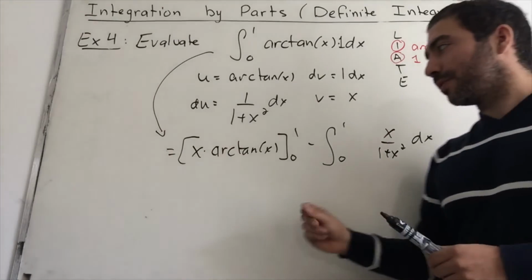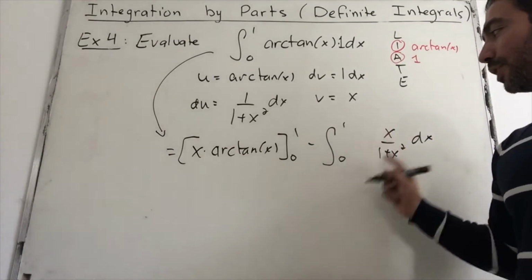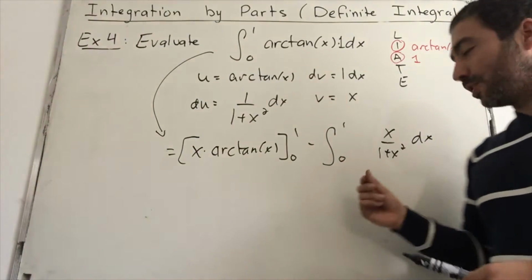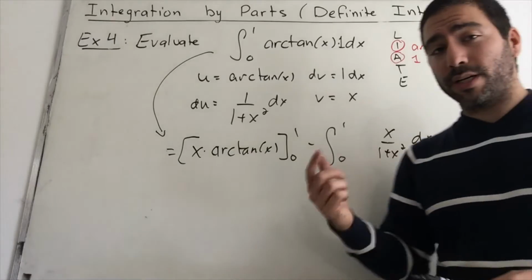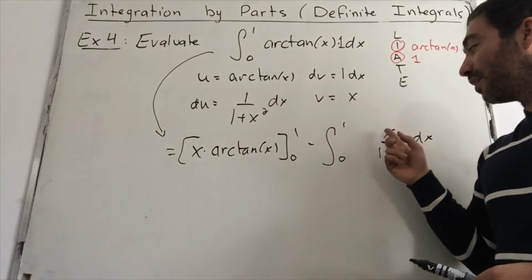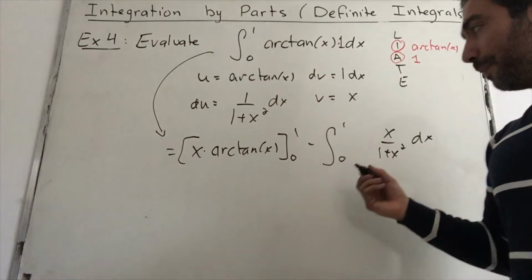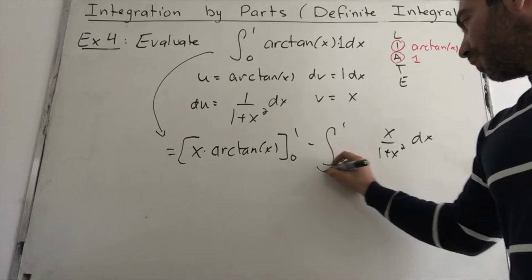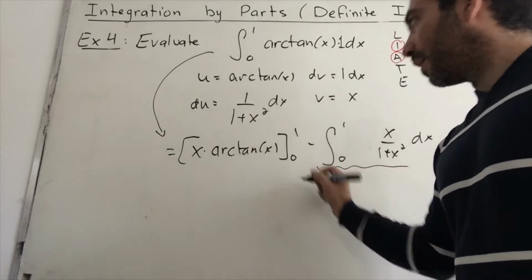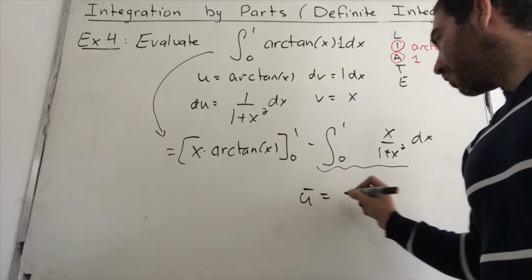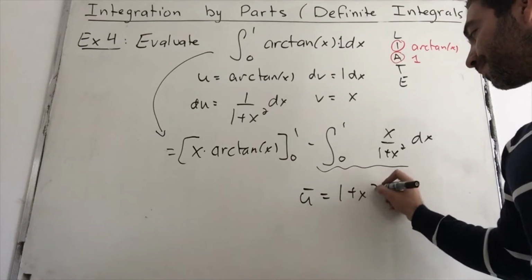So I don't know if this helps, but essentially what we have here is a u substitution, because notice that the denominator has 1 plus x squared, and on the numerator we have the derivative of 1 plus x squared sitting there. So this is a u sub. This piece I'm just going to leave out for now. Let's focus just on this piece. We already use the letter u, so I'm going to use some other letter. Let's use u bar. So we'll call u bar 1 plus x squared.